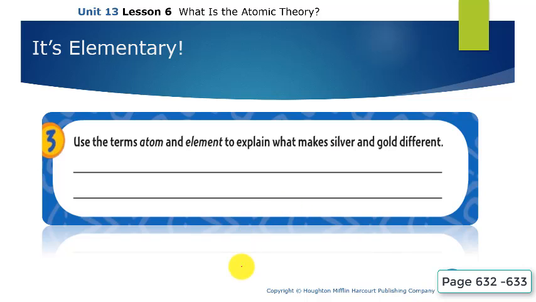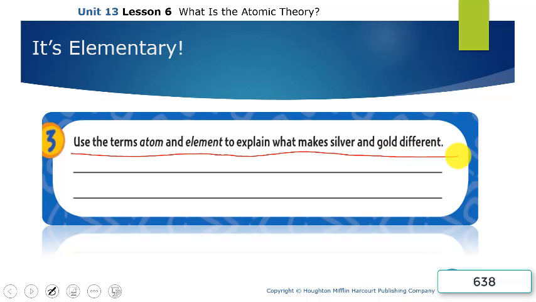Okay, continue. You need to write here the uses of the atom and the element. We need to use the terms atom and element to explain what makes silver and gold different. Remember, what are atoms? Everything around us is made of atoms. And what are elements? Remember, an element is one kind of atom. Silver and gold, why are they so different? You need to explain to me, according to element and atom, why they are so different. Remember, does silver have the same kind of atoms that gold has? That's a good question. You have to tell me. Answer according to the question.